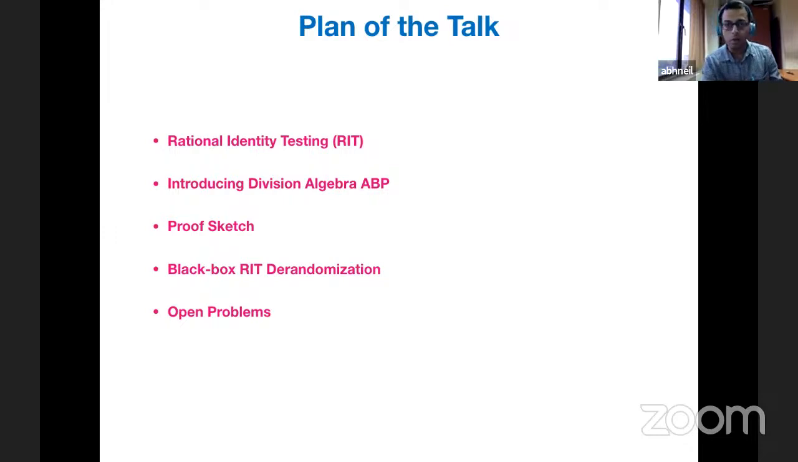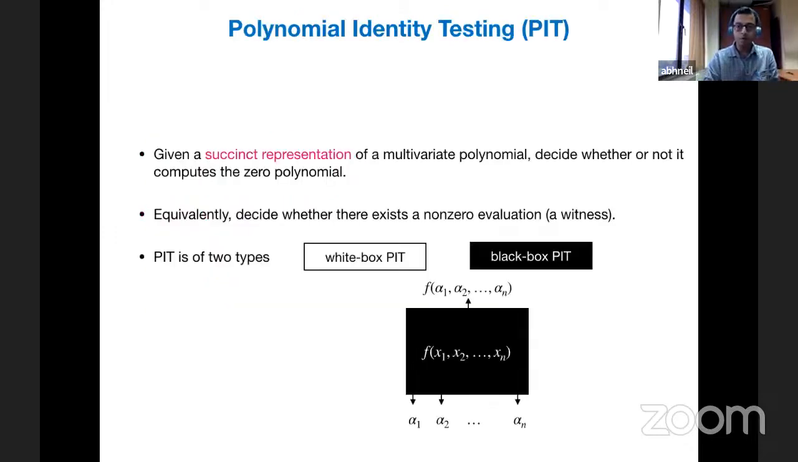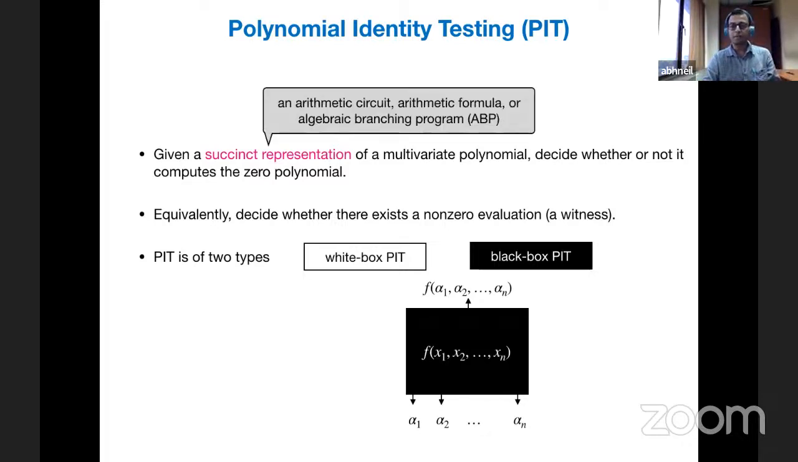Please let me know. Okay, so probably all of you are familiar with the PIT problem, but I will just start with 2 slides on basic polynomial identity testing. PIT is: given a succinct representation of a multivariate polynomial, given by an arithmetic circuit or formula or some algebraic branching program, we want to know whether it's computing a zero polynomial or not. Equivalently, if it is non-zero, give me a witness of its non-zeroness, some substitution for which the polynomial will be evaluated to a non-zero value.